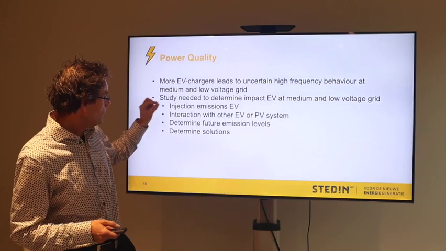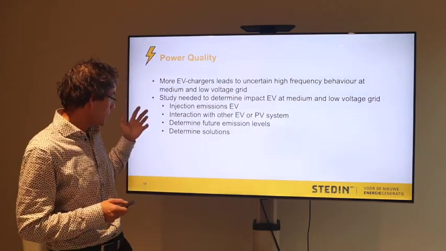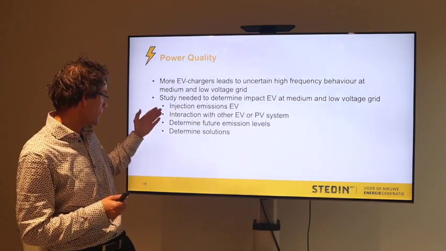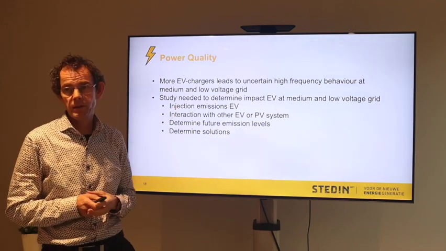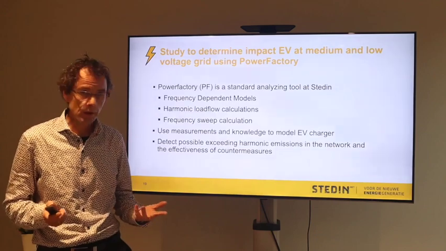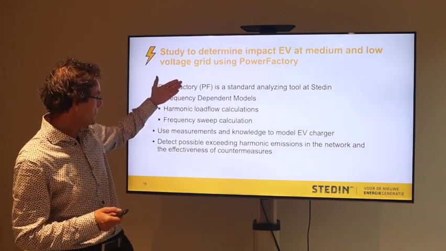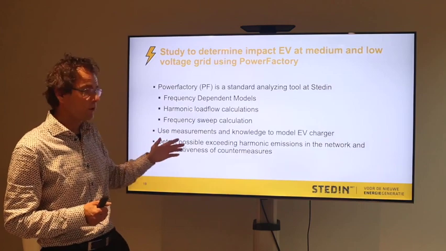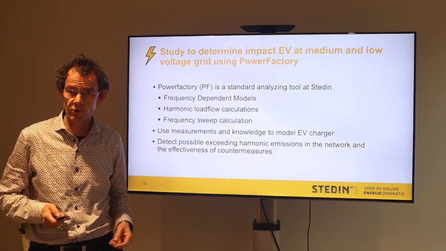So, summarized: more EV chargers, but not only EV chargers, also PV, lead to uncertain high frequency behavior at the medium and low voltage grid. A study is needed to determine the impact of EV at the medium voltage grid. Emission limits and injection of emissions are needed, with interactions, and then we can calculate the emission levels, and if needed we can also make some solutions. So we need to do a study, and for the study we are using PowerQuality mostly as a standard analyzing tool. In this PowerQuality tool from DIgSILENT, you have frequency dependent models, harmonic load flow calculations, and you can do frequency sweep calculations. Using the measurements and the knowledge we learned this morning, we can detect the possible exceeding harmonic emissions in the network, and also make the solutions.